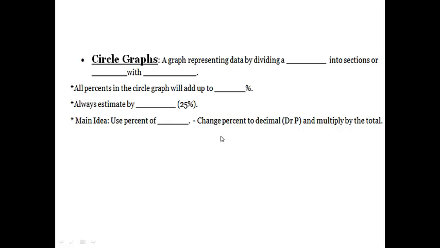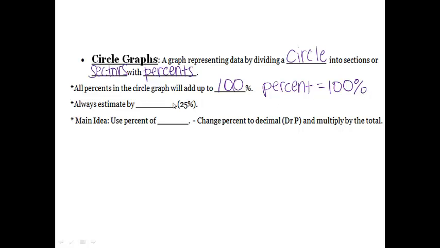Circle graphs. Now circle graphs is something we're adding a little bit of information to just because now we know stuff about percentages. So circle graphs is a graph representing data by dividing a circle into sections or sectors with percents. Okay? All percents in the graphs will add up to what? It's going to add up to 100. Remember, percent equals 100. Percent means hundreds, remember?